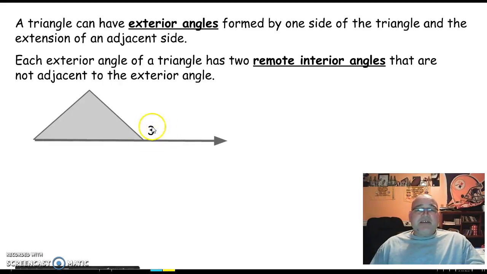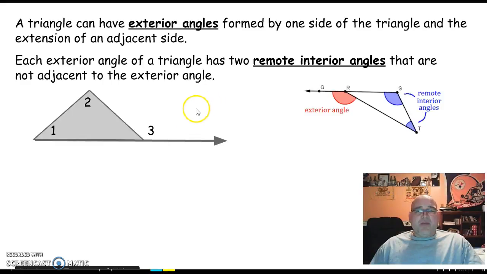Now, each exterior angle of a triangle has two remote interior angles that are not adjacent to the exterior angle. So if 3 is the exterior, the two non-adjacent angles, 1 and 2, are known as remote interior angles. Depending upon the exterior angle that you're talking about, that's where your remote interiors come from. If I extended, say, down here and extended this side, then I have these two as remote interior angles.